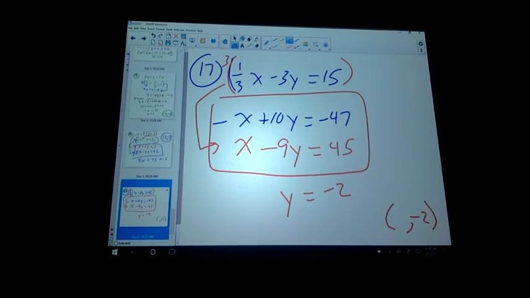And then I'm going to take this y value here and plug it in anywhere I have a y value. That might be okay right there to plug it into, so that's going to give me x. Negative 9 times negative 2, that's plus 18, equals 45. So then x is 27. Is that 27?